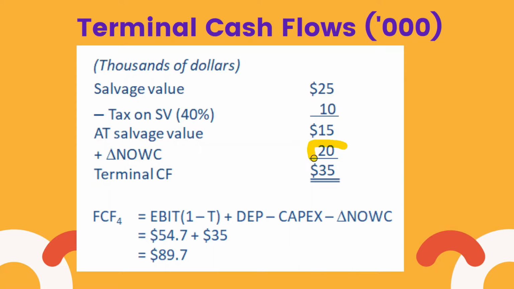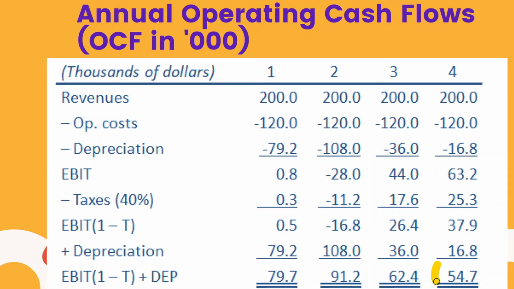This cash inflow of $20,000 is the last item in the free cash flow equation. The first set of cash flow at the end of the projects comes from operating cash flow, which is net operating profit after tax or NOPAT, add back non-cash expense, which is the depreciation. This is equal to $54.7 thousand. This is the operating cash flow at year 4. NOPAT plus depreciation.